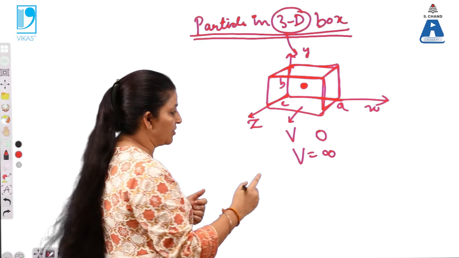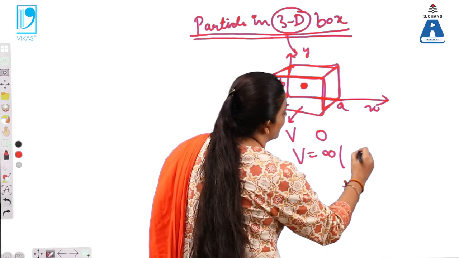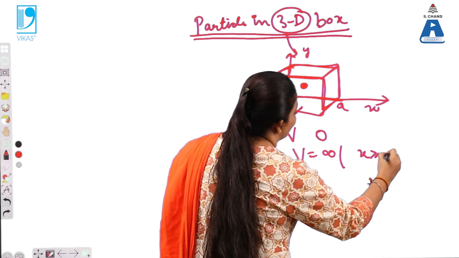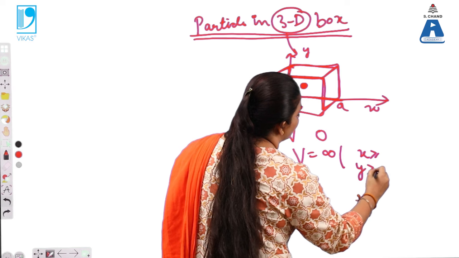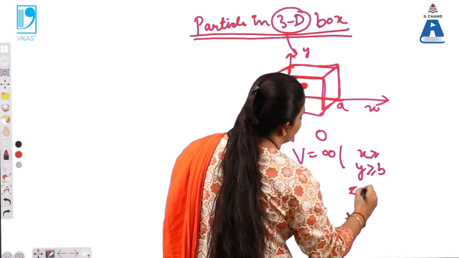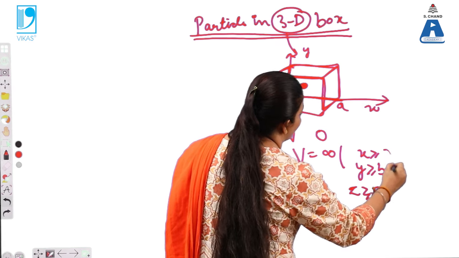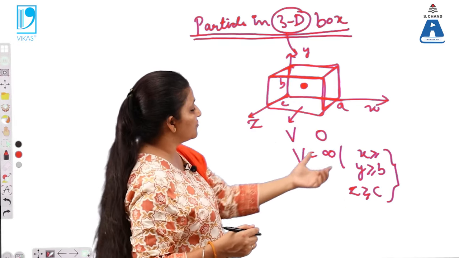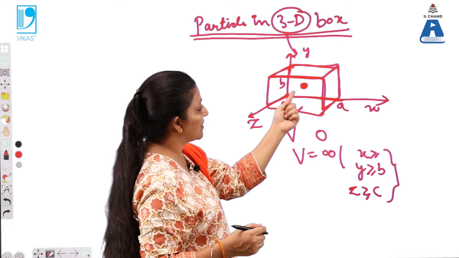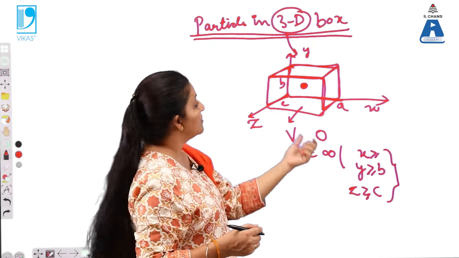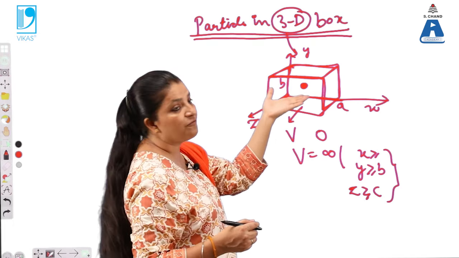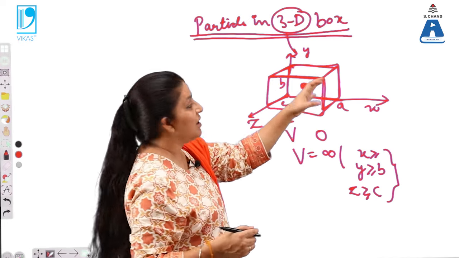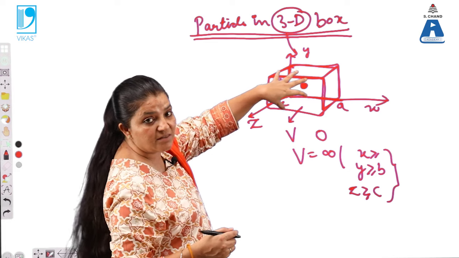for x greater than or equal to A. Similarly, this is for y greater than or equal to B, and z greater than or equal to C. So for these boundary conditions, outside this box the potential of the particle will be infinity. That means the particle cannot move freely outside this box. It will never come out, and the particle will remain inside this box.